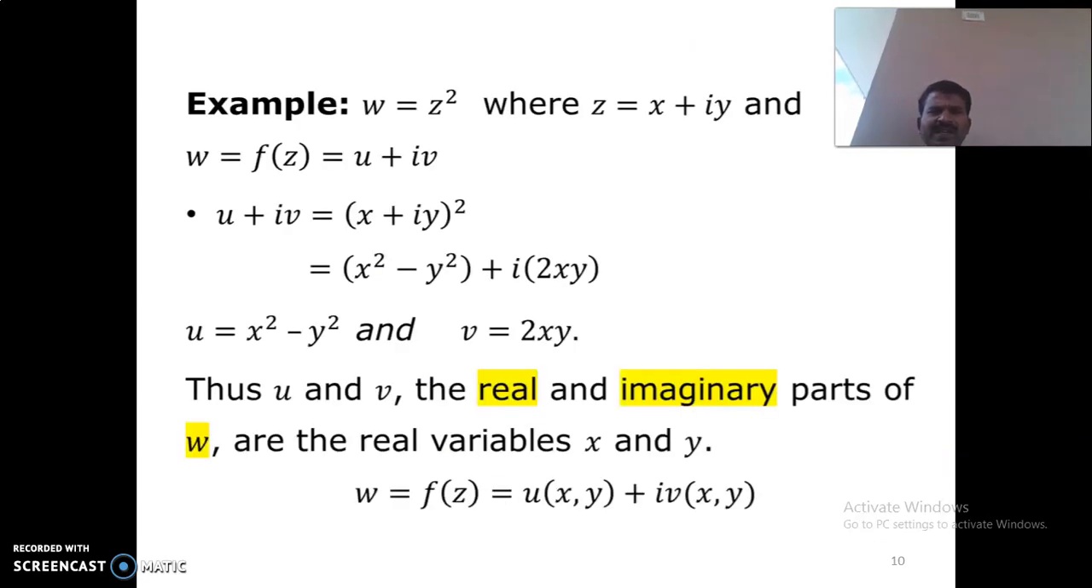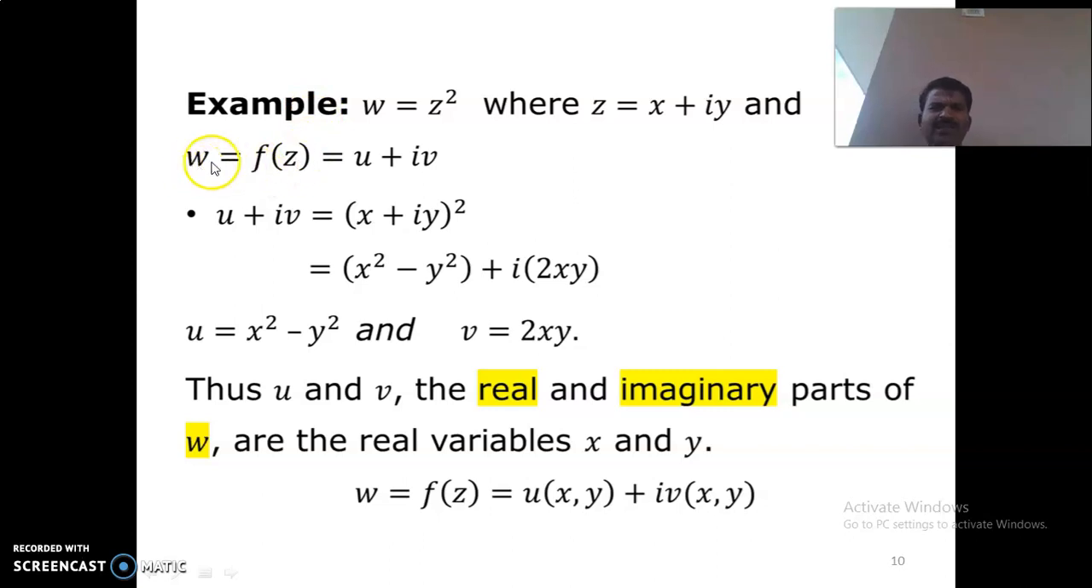Let us take here again how the complex variable becomes another complex variable. How do you see that? Take w equal to z square. It is a function there. You can replace z by x plus iy as a complex number or complex variable.